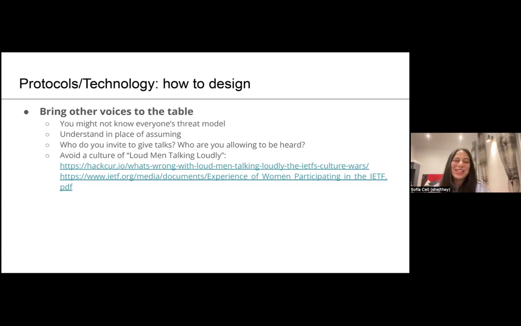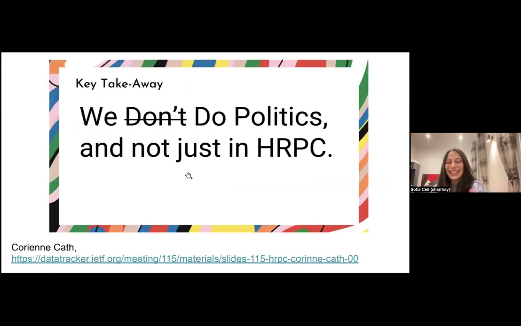Something that happens a lot, and Mallory has already pointed this out, is that at some point in the IETF we had a culture of loud men talking loudly. Here I point you to the great researcher Corinne Kath, who did anthropological research on the culture of the IETF. We should strive not to create communities of only white loud men talking loudly, but to invite people to present and give their perspective on the technology we are putting out in the world. And if you're doing technology, take into account that you do politics. Sometimes in standardization bodies you hear that we shouldn't care about human rights or privacy-preserving technologies because we don't do politics. We think that is not true. We do politics, not just in the HRPC or the IETF, but every time we choose a specific technology that is pushed into the real world.